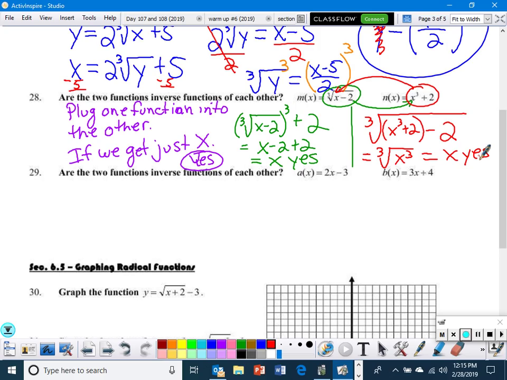Okay, number 29. Let's check that one out. So first I'm going to plug the 2x minus 3 into the other one. So here we go. So I got 3. And I'm going to replace the x with 2x minus 3. Distribute.